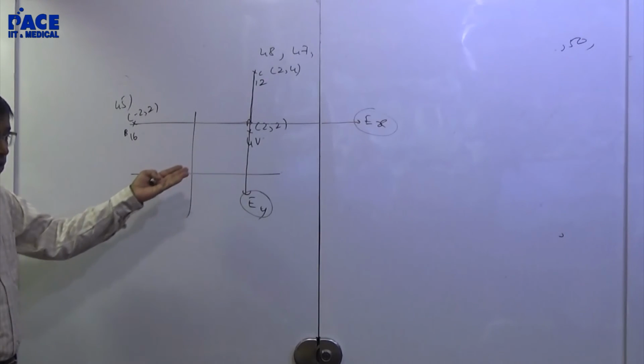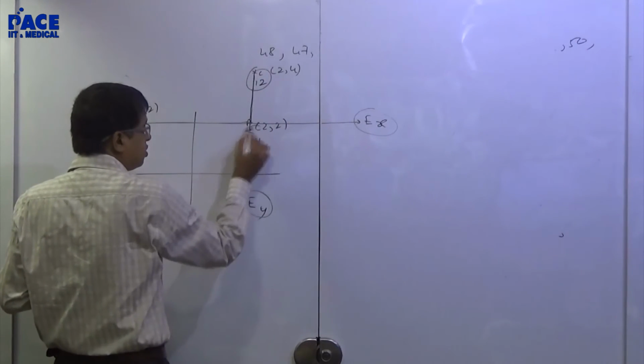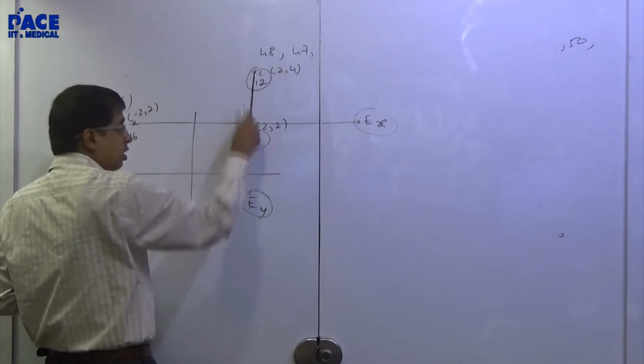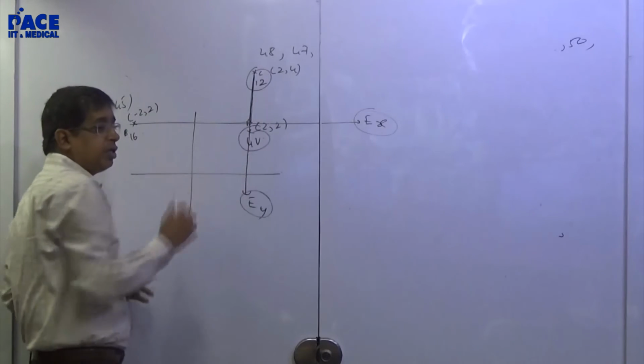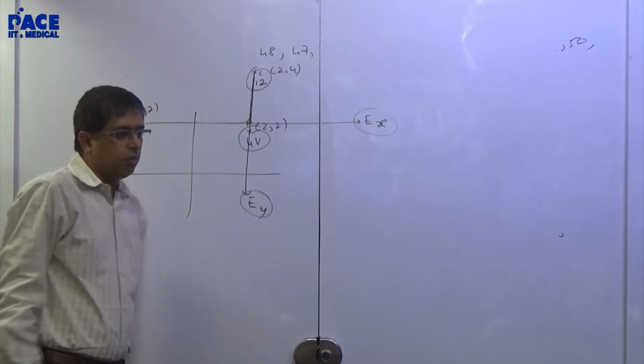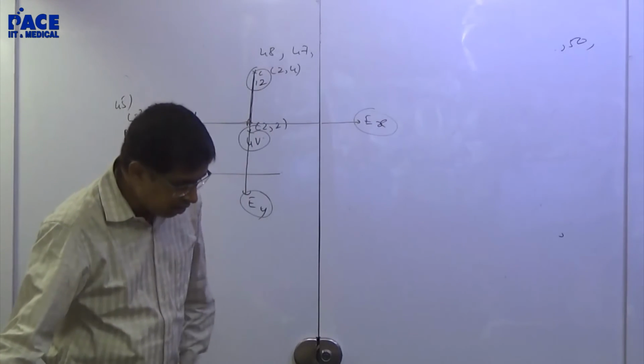Anything can be done. This is more easy to visualize. This is 12 volts, this is 4 volts. 12 minus 4 by the distance, I'll get the field in this direction. Why did you take the negative direction? Higher potential to lower potential. This is 16, this is 4. 16 minus 4 by this distance, I will get the field in this direction.